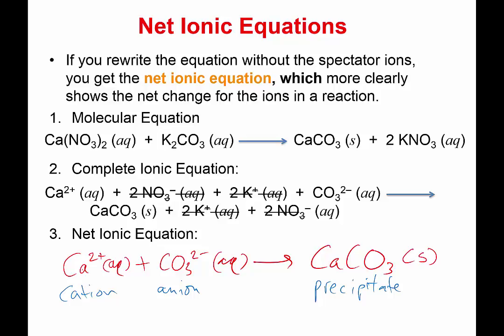Now there may be some balancing needed. In this case, just 1 cation plus 1 anion reacted to make 1 mole of precipitate, so we didn't need to add any coefficients. In some cases, you may need to add some coefficients, but otherwise, this is just a general pattern. Cation plus anion makes the precipitate.